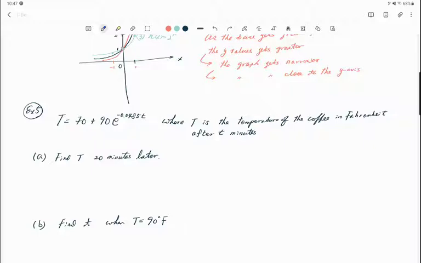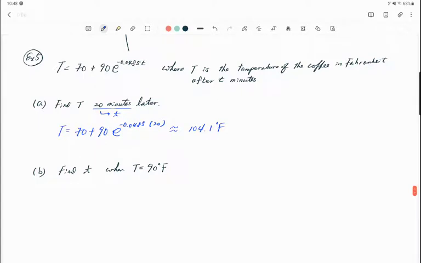The temperature formula is given like this. So once you leave it for 20 minutes, what's the temperature of the coffee? That is really simple. This is the t value, right? So replace t with 20 and then use the calculator to find the temperature, large T. So you just plug in 20, right? Then this will be approximately equal to 104.1 degrees Fahrenheit. All right, really simple.